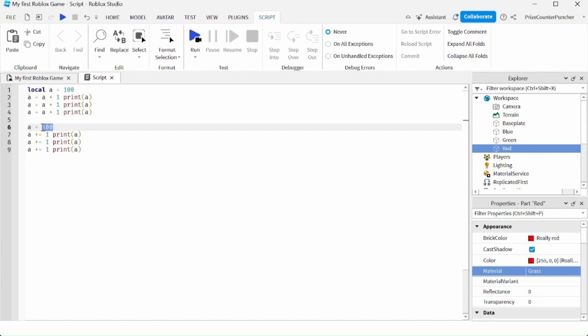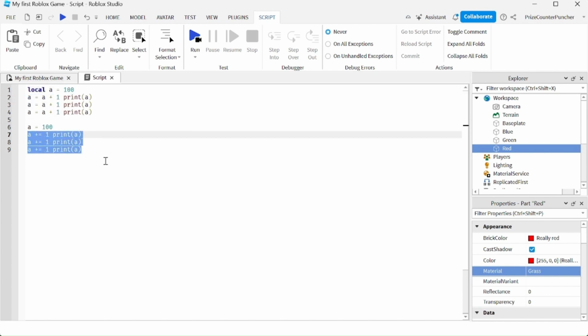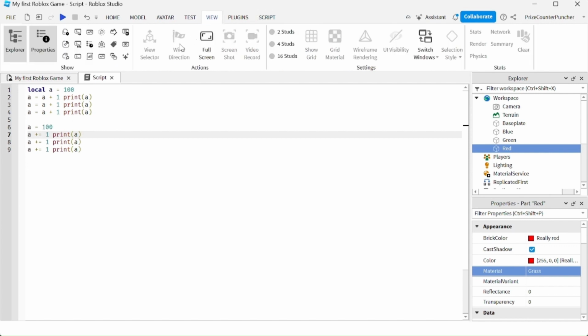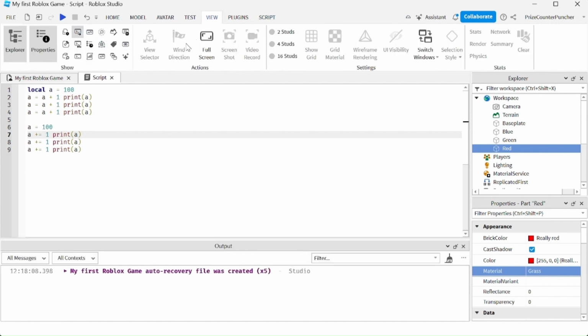We're starting out with a equals 100 as well. So the result up here should be exactly the same as the result down here. The only difference is we're using the compound assignment operator, which is a shortcut of doing something like this. Let me now open up the output window, and we're going to run and take a look.